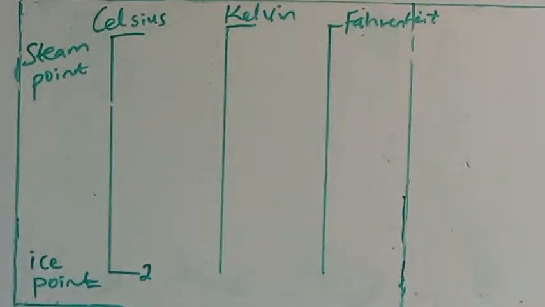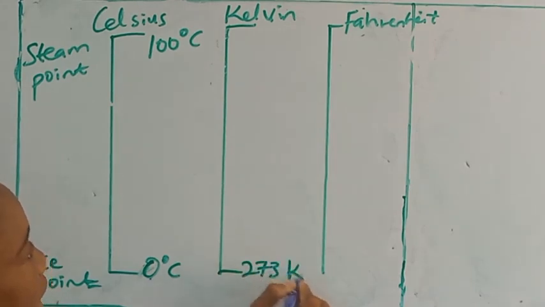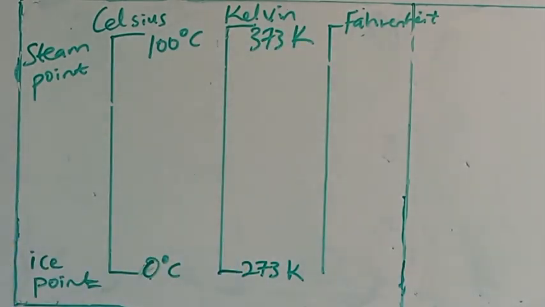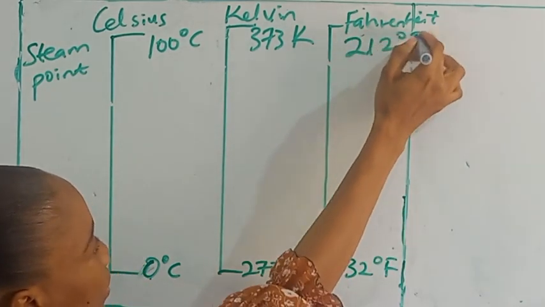Note that for Celsius temperature, this is 0 degrees C and this is 100 Celsius. That's for the ice point and the steam point. You can have it as lower fixed point and upper fixed point. Then for Kelvin, we have 273 Kelvin or 373 Kelvin. And then for Fahrenheit, we have 32 degrees Fahrenheit or 212 degrees Fahrenheit.